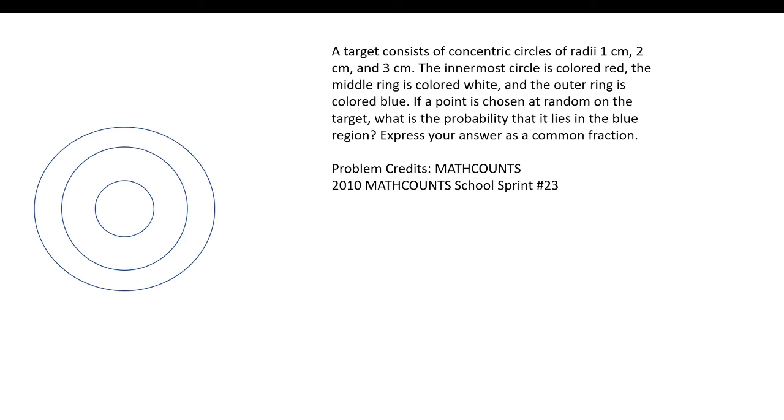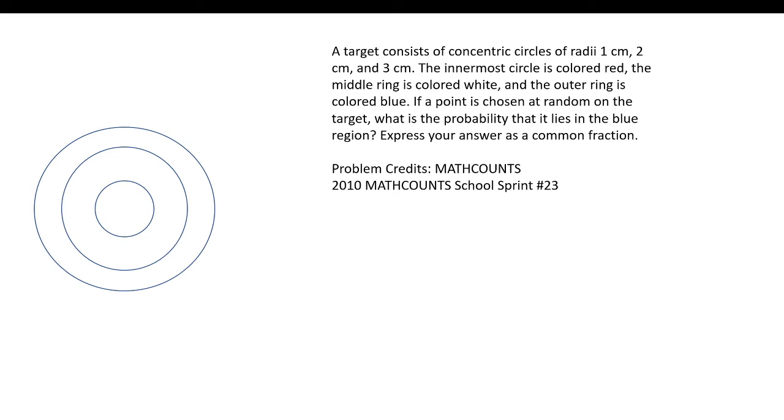Okay, a target consists of concentric circles of radii 1 centimeter, 2 centimeters, and 3 centimeters. The innermost circle is colored red. Okay, so this right here is red. The outer ring is colored blue. The middle ring is colored white. Okay, we got red, white, and blue.